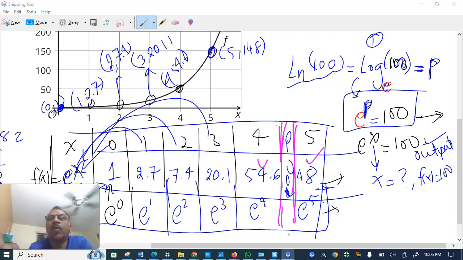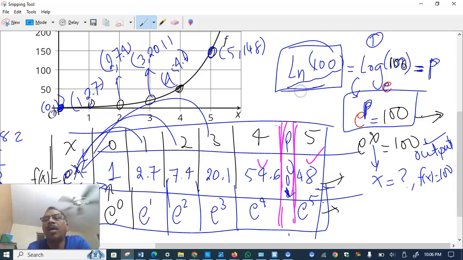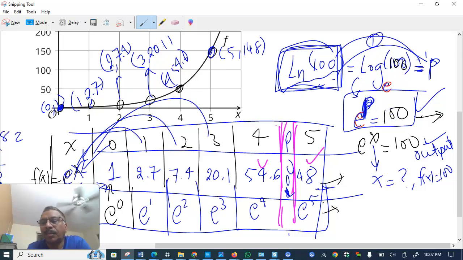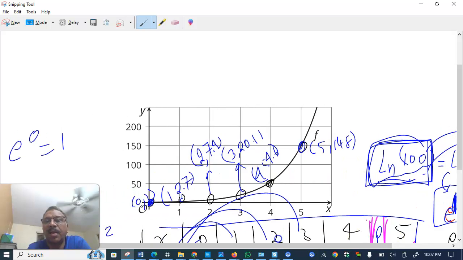So the question was to explain how to use the graph to estimate logarithms such as this. How do we use a logarithm to figure this out? We need to know this p, and then we realize it means e raised to what exponent gives you 100. To figure that out, we can use the graph. Look at this graph. The graph is right here.